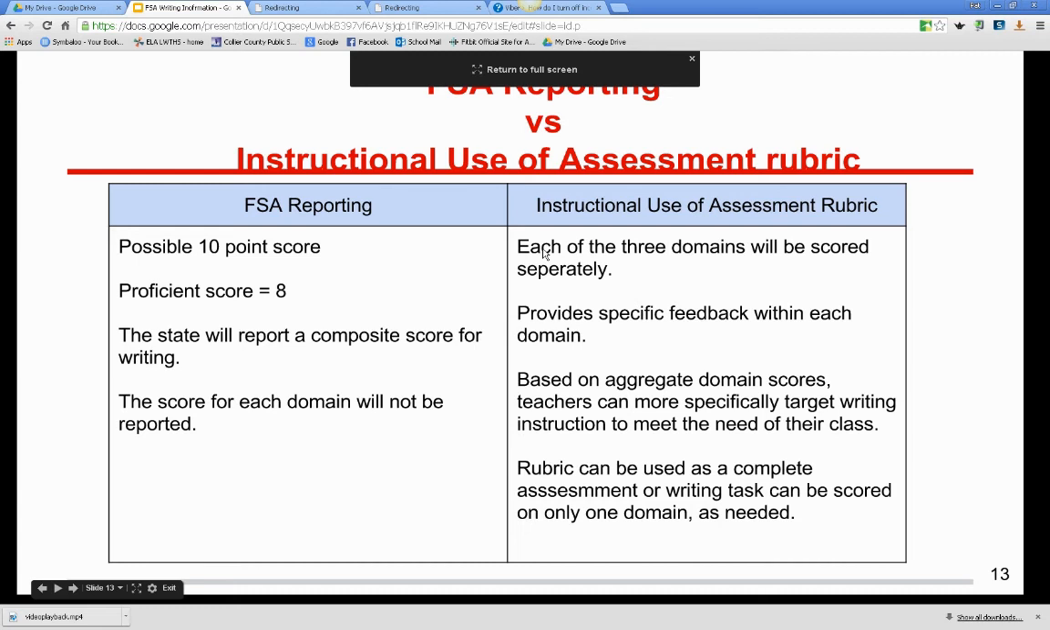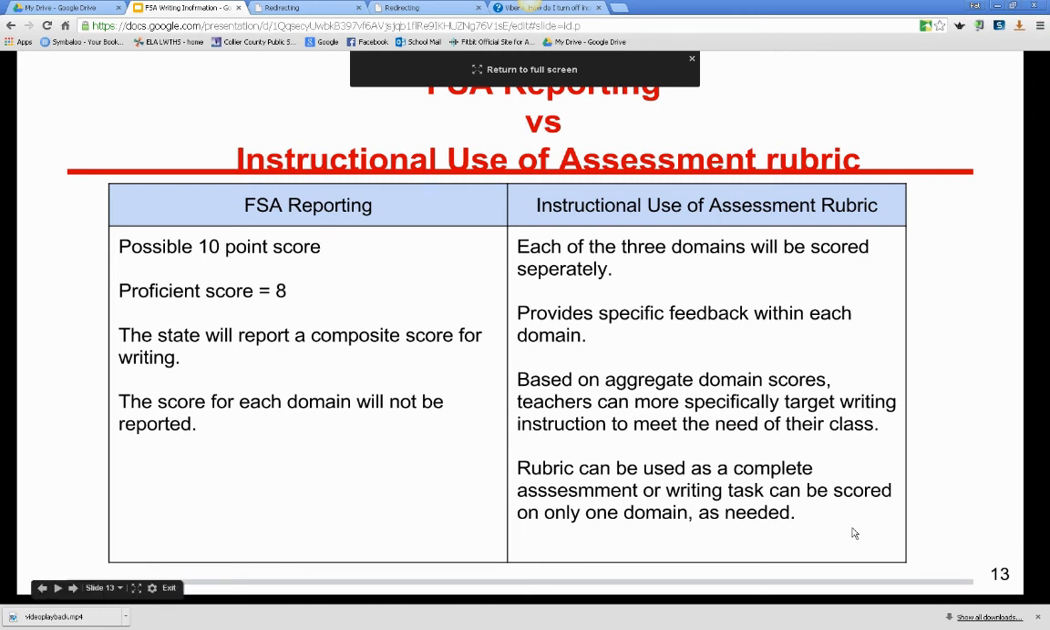As an instructional piece, if you're using this in your classroom, each of the domains should be scored separately if you're using the rubric as a whole. And that way students can see where their strengths are and where they need extra support as opposed to just getting a total score. This type of rubric is very good at providing specific feedback, and it is based on aggregate domain scores. If you look at your whole class and look at the PFO for the entire class, you might find that they're fine with that, but in their evidence and elaboration across the board, your class is not doing well, and that's where you'd provide the extra support.